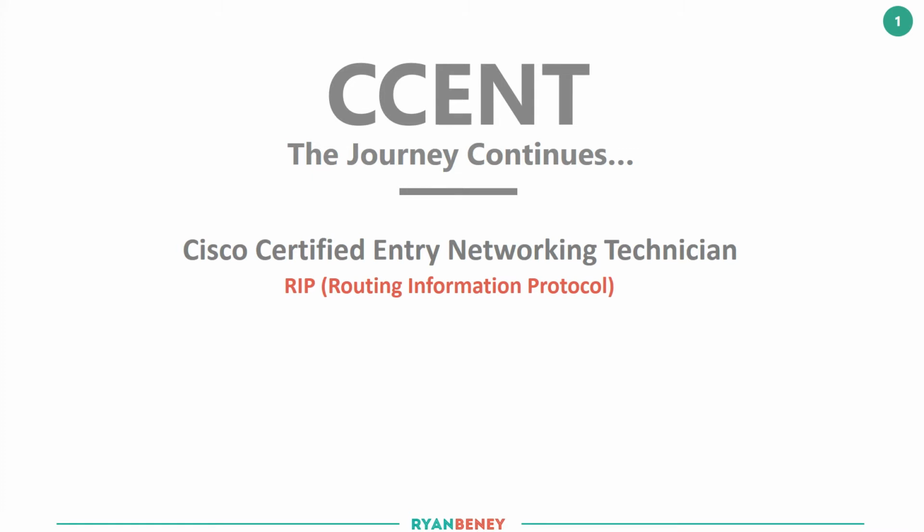In this next section, we're going to continue with the routing part of the ICND1 or CCENT, and we're going to talk about the routing protocol that we need to understand in more depth and how to configure, troubleshoot and verify, which is RIP, the Routing Information Protocol.